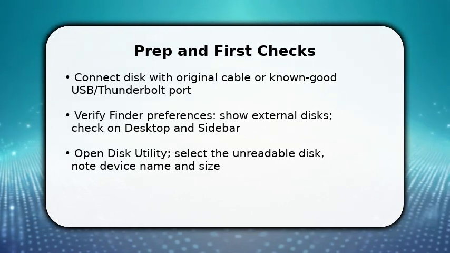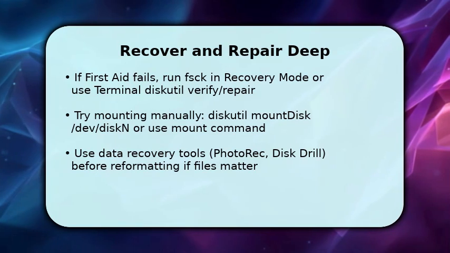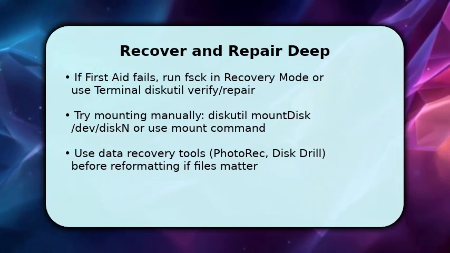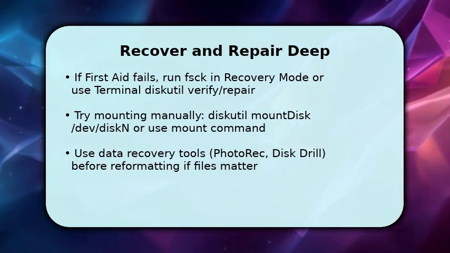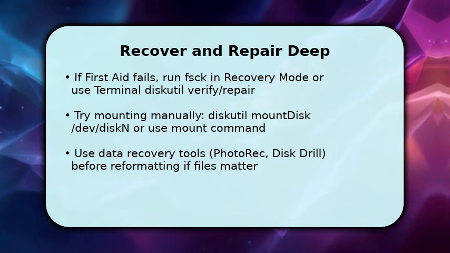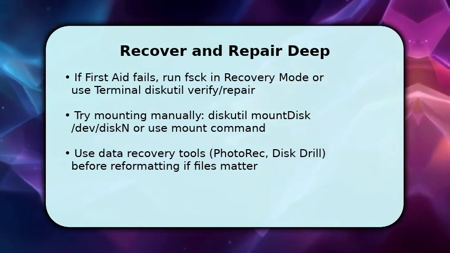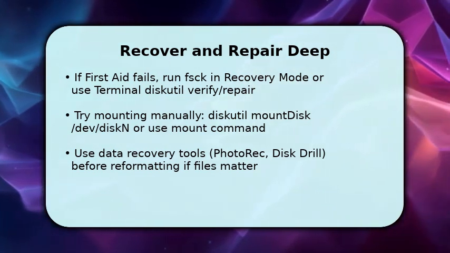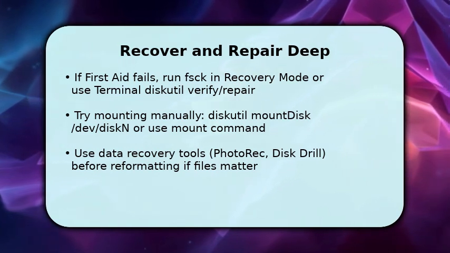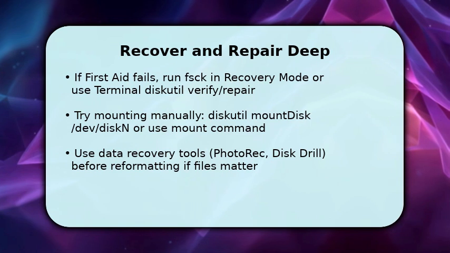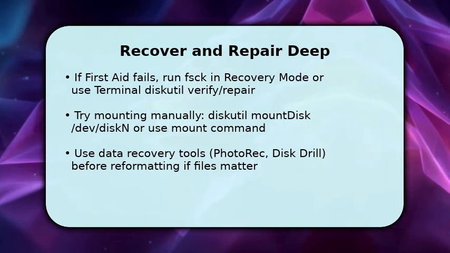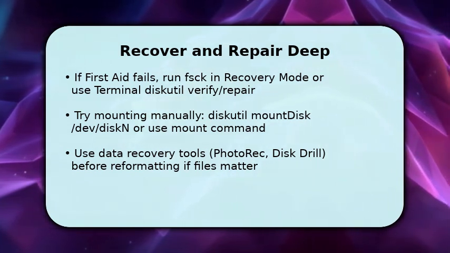If First Aid can't fix the volume, reboot into recovery mode and open Terminal to run fsck, or use diskutil verifyDisk and diskutil repairVolume on the exact disk identifier. This targets file system corruption more aggressively. Once done, attempt a manual mount with diskutil mount /dev/disk, and double-check the identifier so you don't accidentally operate on the wrong disk.